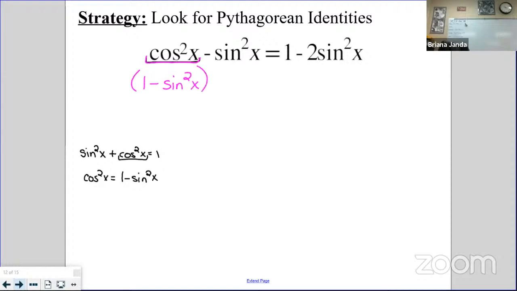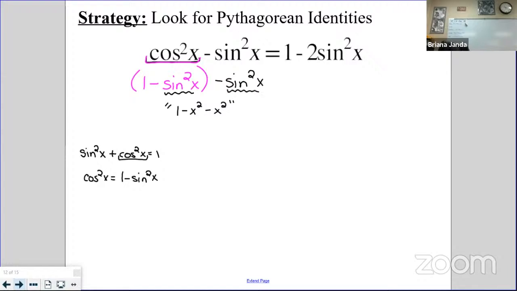Because the right-hand side doesn't have a cosine. And now I don't have a cosine either, right? That's why I picked that one to replace. Now I'm looking at an equation that has only 1s and sines. And this is again similar to like 1 minus x squared, except it's sine squared. Well, those are like terms. These two are like terms. And I can put them together.